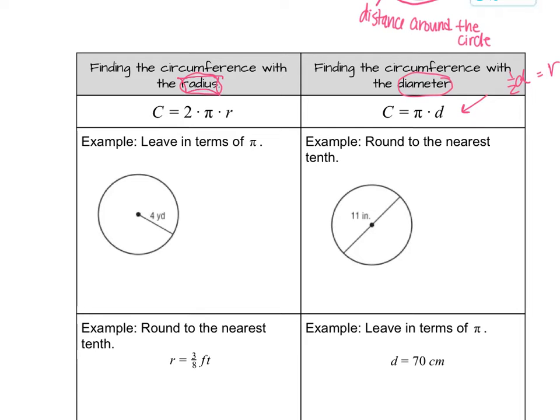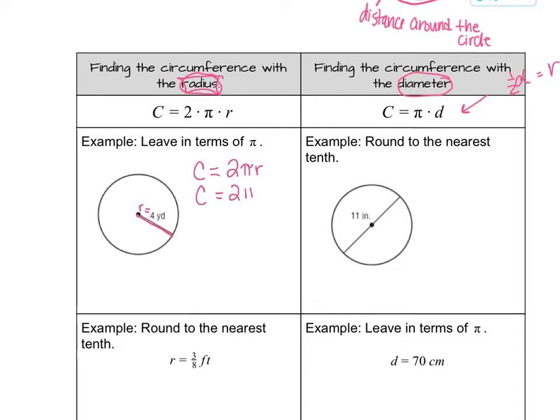So we're going to use the formula C, which stands for circumference, is equal to 2 times pi times r, which stands for radius. The example here gives us a circle with a radius of 4 yards. So just like we would in any other geometry question, C is equal to 2 times pi times r. Circumference is what we're looking for.